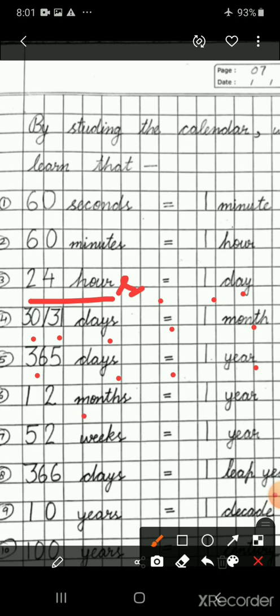12 months we also know as 1 year. 52 weeks equal to 1 year. 366 days equal to 1 leap year.